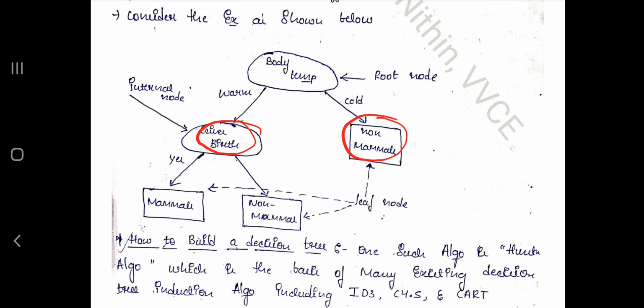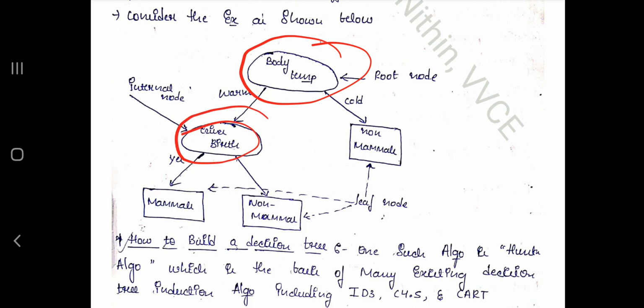How is that classification done? Whether it gives birth or it does not give birth. If it gives birth, it is a mammal. If it does not give birth, it is a non-mammal. Now can you tell me what are the root node, internal nodes and the leaf nodes? Root node, internal nodes, sorry, this is not internal, this is a leaf node, leaf node, leaf node. Okay, this is the example you need to write down.